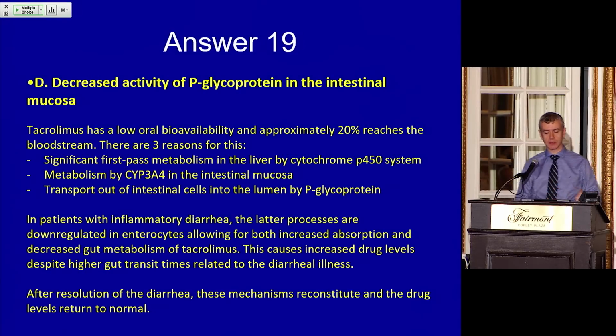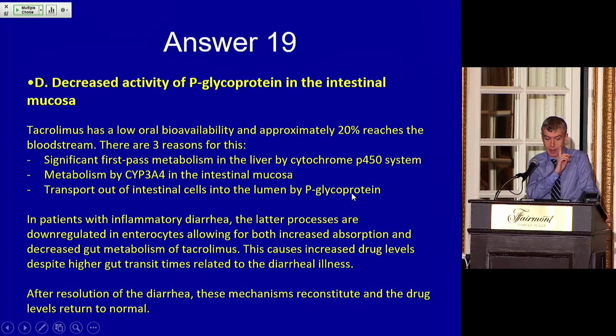So tacrolimus has a relatively low oral bioavailability and approximately 20% reaches the bloodstream, predominantly due to 3 different reasons. One is significant first-pass metabolism in the liver by the cytochrome P450 system. The second one is there's actually local metabolism by CYP3A4 in the intestinal mucosa. And there's also transport out of intestinal cells regulated by this protein called P-glycoprotein.